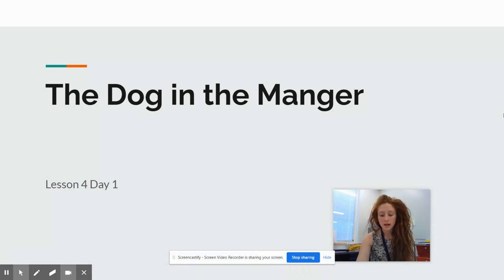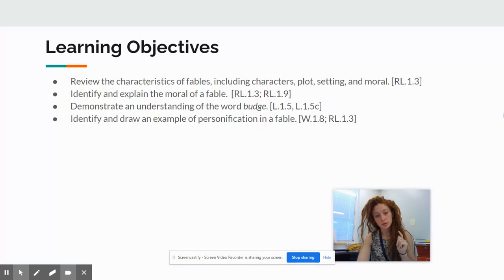But before we get started, I wanted to talk to you about how we are going to be splitting it into 2 days. And at the end of the 2 days, we're going to be able to review the characteristics of fables, including characters, plot, setting, and moral. We're going to be able to identify and explain the moral of a fable. We'll be able to define and use the word budge. And we're going to be able to identify and draw an example of personification in a fable.